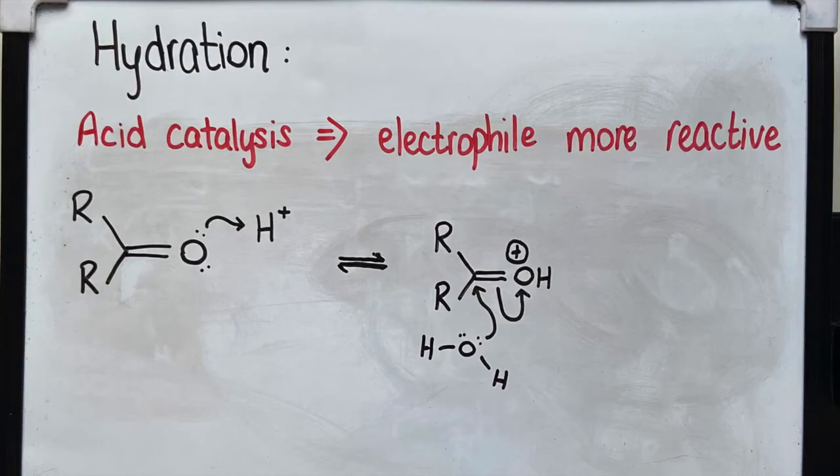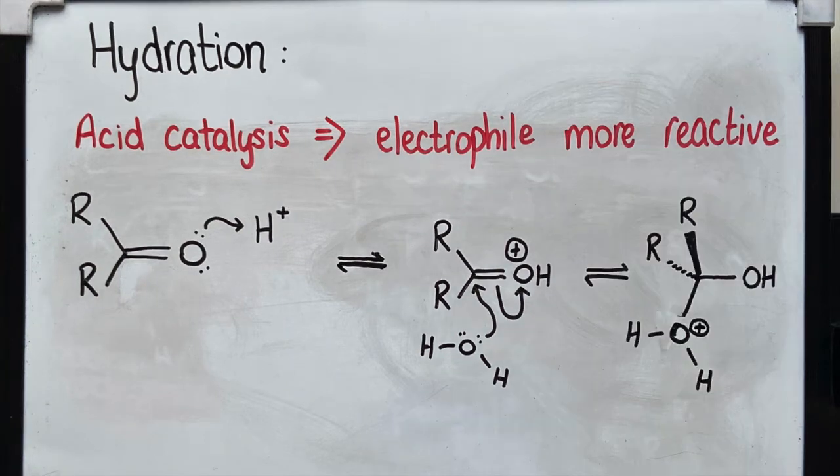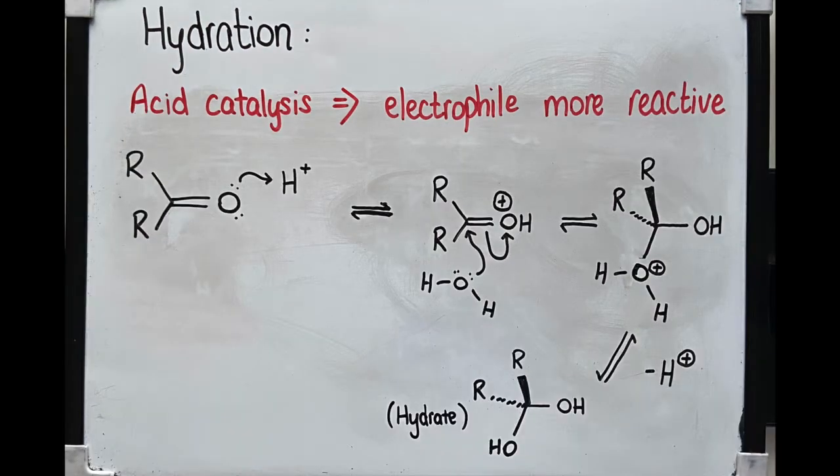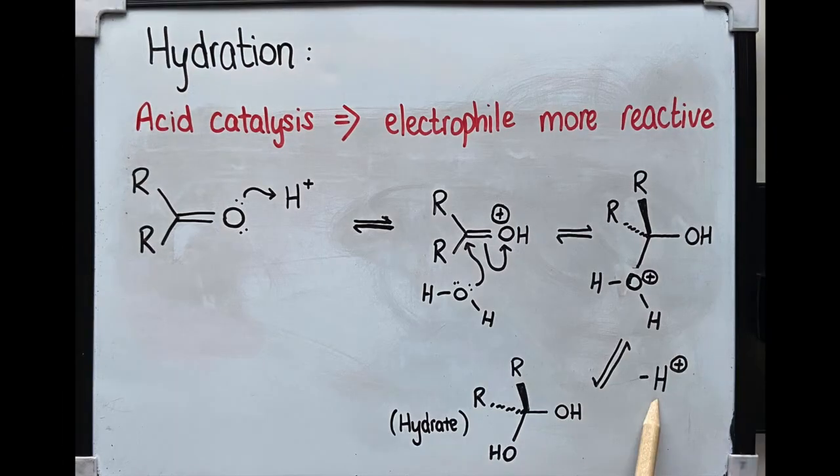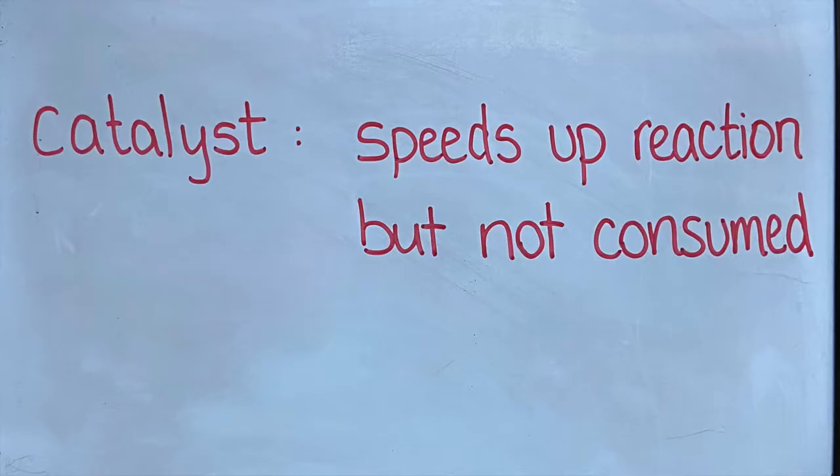In terms of a mechanistic pathway, the water acts as a nucleophile, which attacks the very electrophilic carbon, breaking the carbon-oxygen pi bond and forming a tetrahedral sp3 hybridized species. To yield the final product, an H plus ion is lost. This regenerates the acid catalyst, which is important because, remember, the definition of a catalyst is that it will speed up a reaction, but it will not be consumed by the reaction.